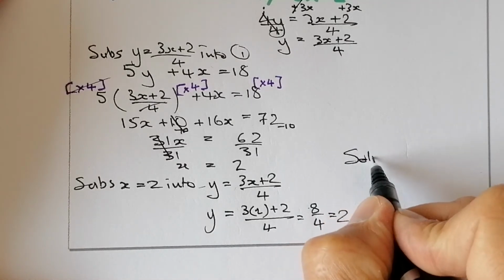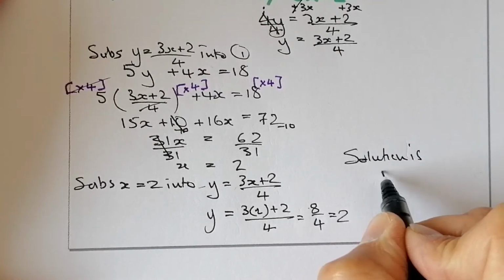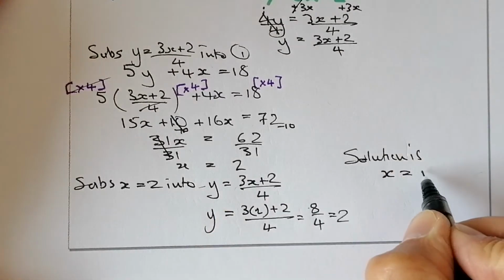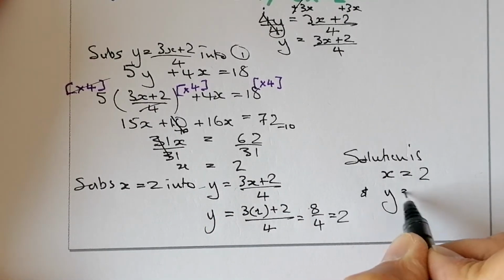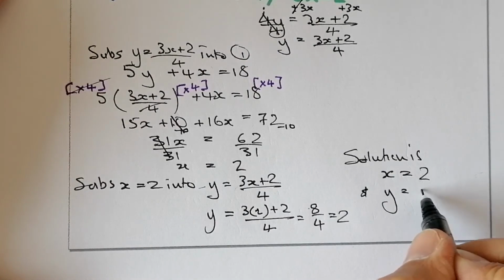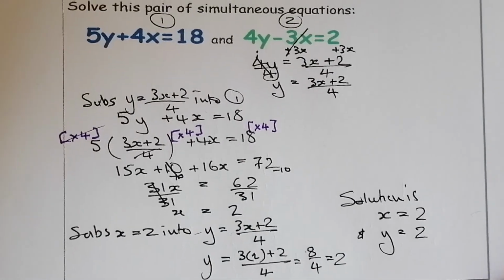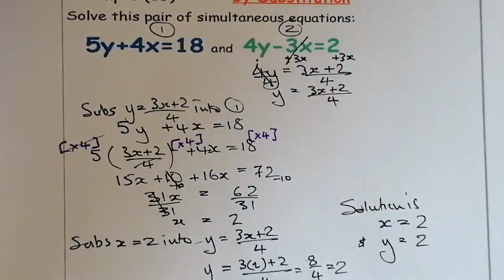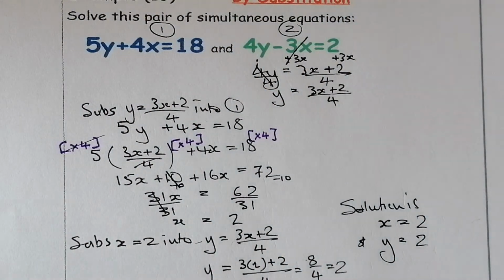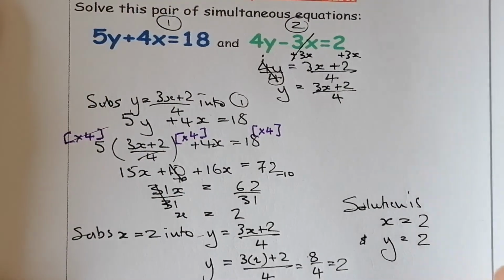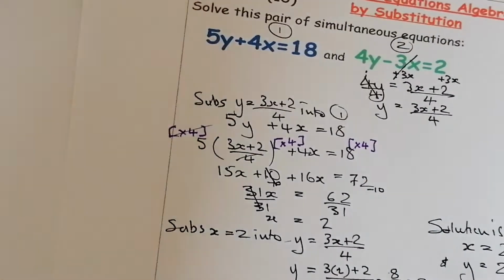So my solution is x is equal to 2, and the y coordinate or the y value is going to be equal to 2 also. Okay, so I'm not needing to write it into coordinate form this time. I've just put in let's solve this pair of simultaneous equations. So I'm just solving for the letters that we have been given. Okay, last question that's here.